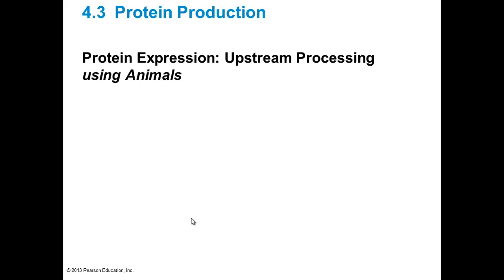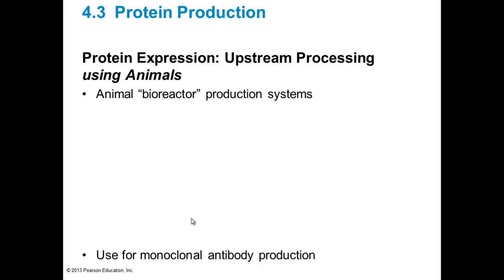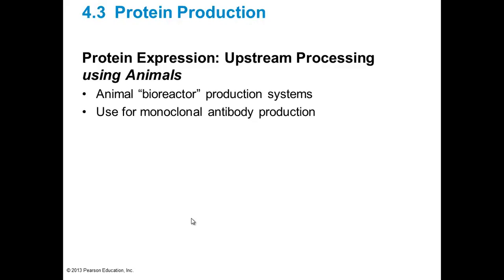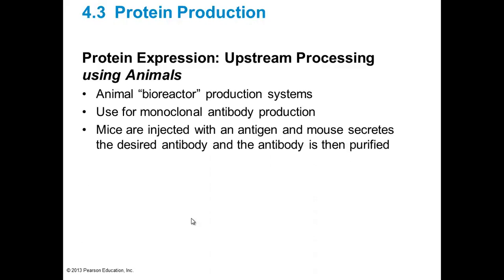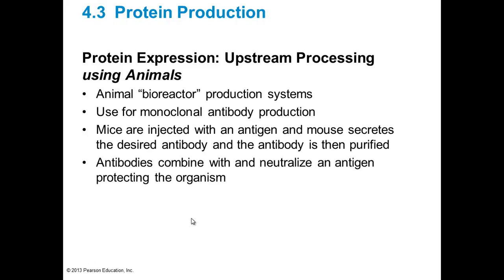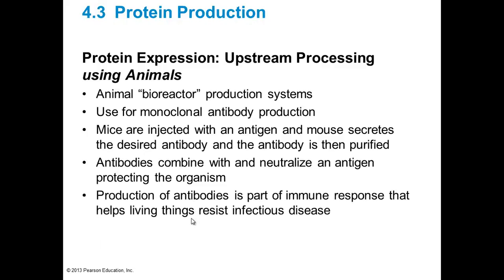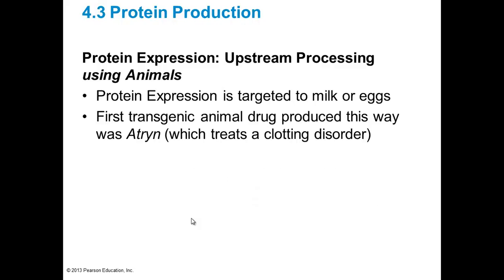You can also use whole transgenic animals, and the animal bioreactor production system is used. This is used extensively for monoclonal antibody production, especially in mice and rabbits. The mice are injected with some type of antigen, and then the mouse secretes the desired antibody, and the antibody is purified. The antibodies are then used therapeutically. They neutralize the antigen, and they protect the organism. And this is a way that we can purify out antibodies that will directly fight infectious disease.